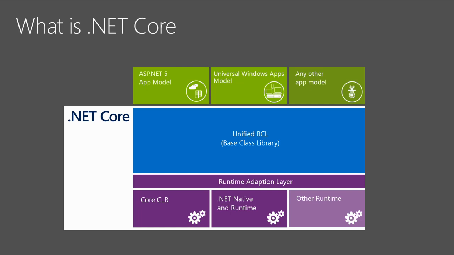.NET Core is this unified base class library that we have there in the middle in blue. And sitting on top of that are our application models. And right now, we're going to push ASP.NET 5. We're going to do universal window apps on top of that. And any other app model that we decide fits here, we're going to add on to the right. You have this runtime adaptation layer that will adapt appropriately for your OS and framework that you need to use with those runtimes, those native runtimes down on the bottom.